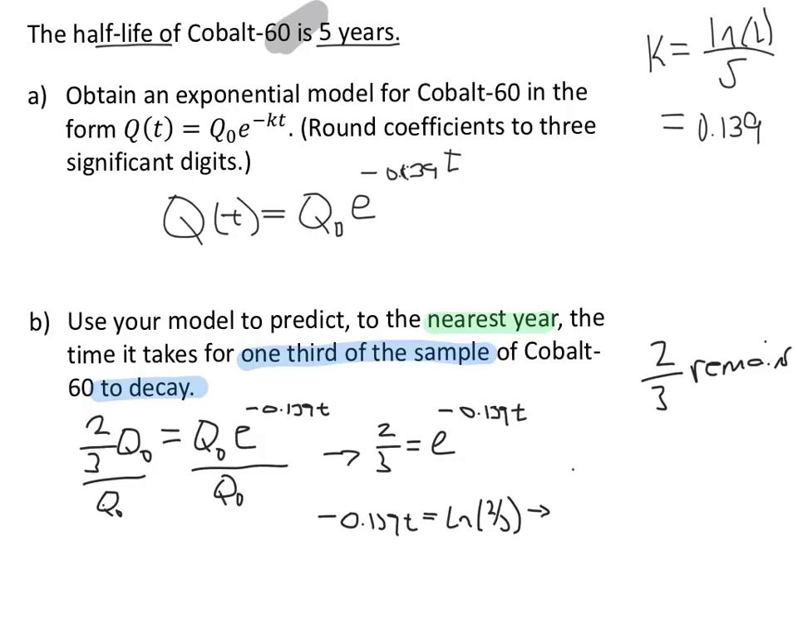which gives us a t value that is the natural log of 2/3 divided by negative 0.139. And if you use your calculator for that, the natural log of 2 divided by 3, don't forget to close your parentheses, divided by negative 0.139, we'll get 2.917 or 3 years.